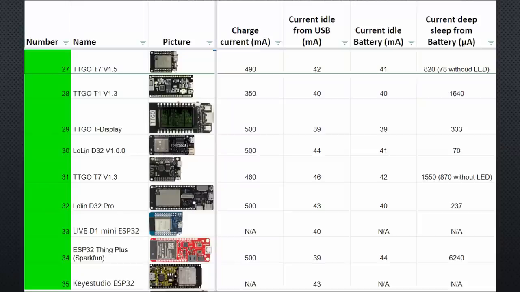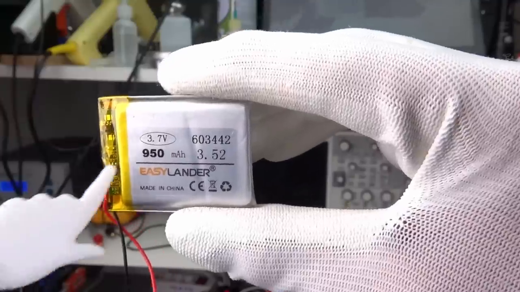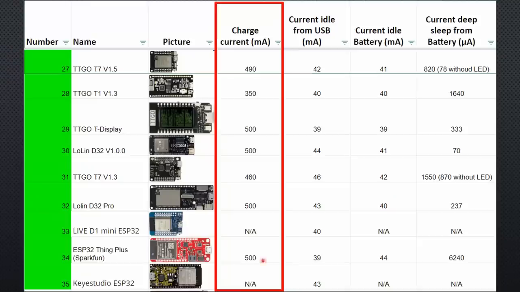Most boards charge with around 500 mA, which is okay because more current could become dangerous for small batteries. The T1 charges at 350 mA, which is probably still okay for most scenarios.